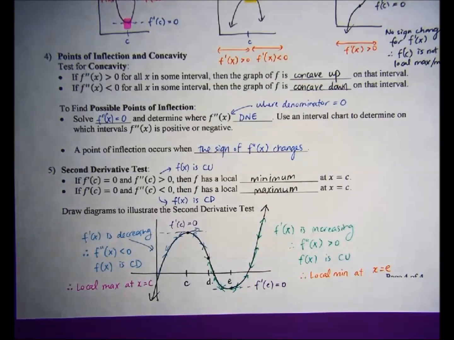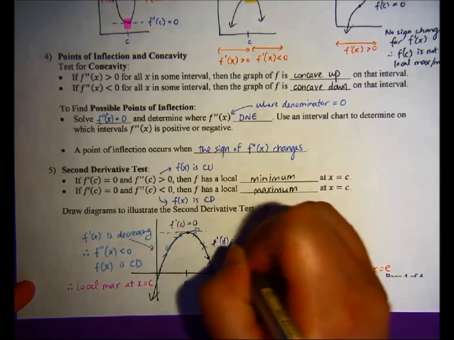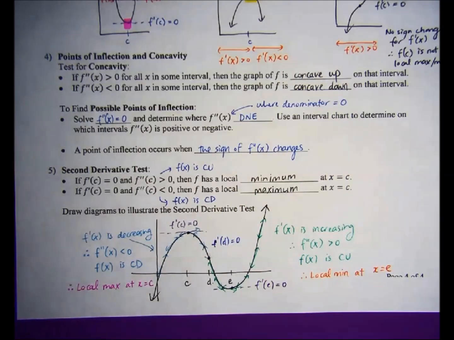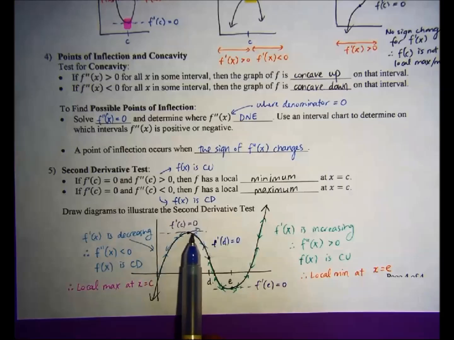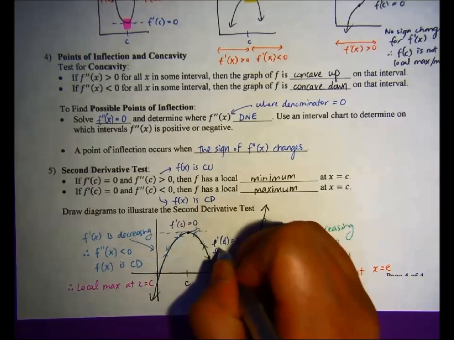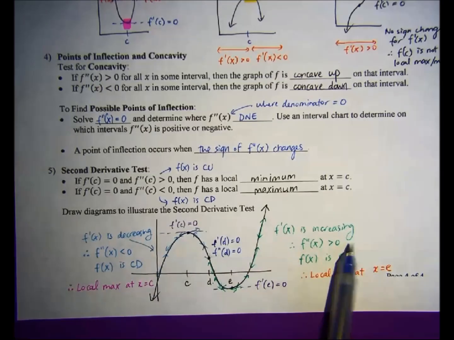And just keep in mind for f of d, the first derivative is going to equal 0, but the first derivative was negative all throughout. Okay, all of the tangent slopes are negative. So there's no sign change, so it's not a local max or min. And because the second derivative is also 0, and the second derivative does change signs from negative to positive, then we have a point of inflection.